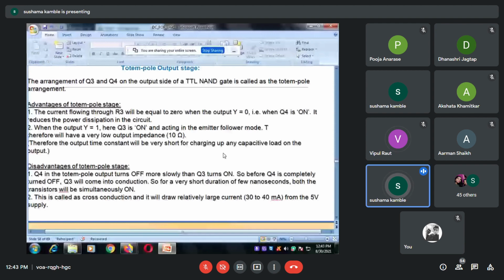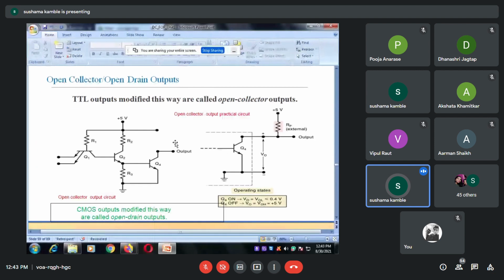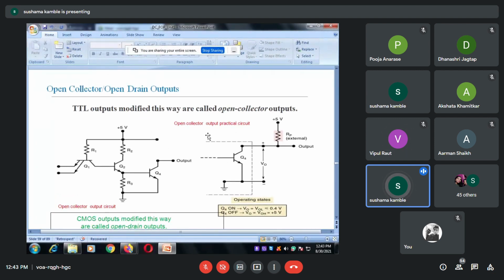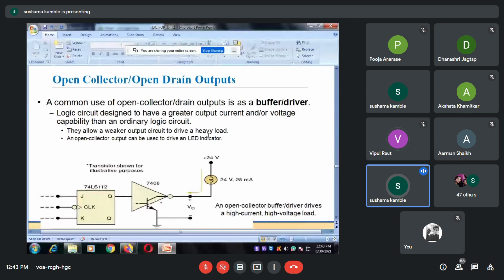When it's open collector or open drain output, we only have to remove this Q3 transistor from the circuit. Then it is called an open drain or open collector output. Okay. Now, why use open drain or open collector outputs? Because this is also called a buffer. It acts as a buffer and gives us a greater output current and voltage so that it is able to drive the other components of the circuit.